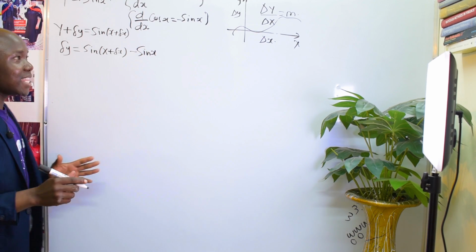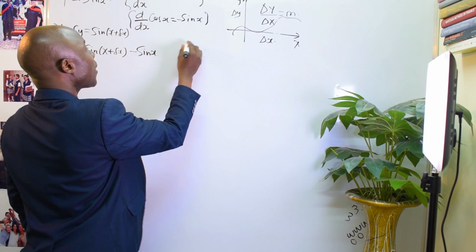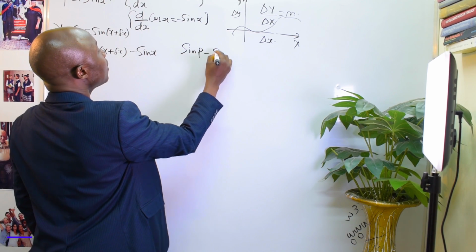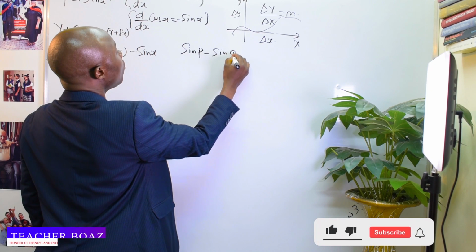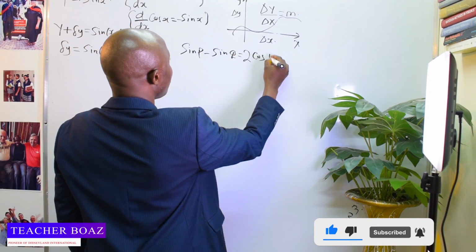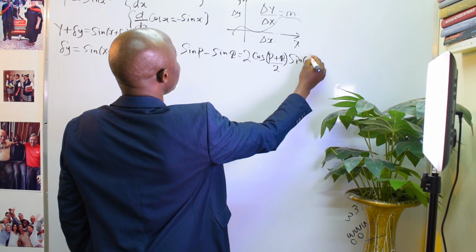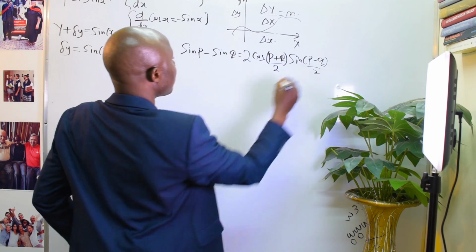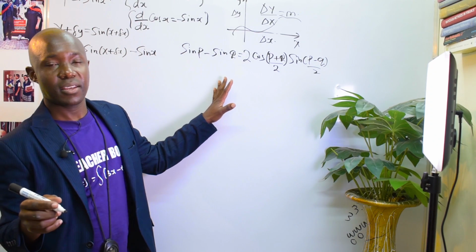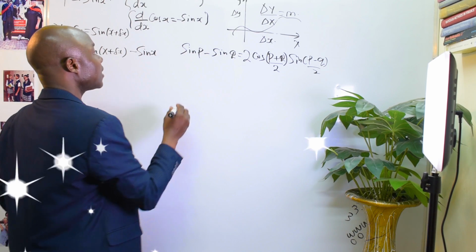Now at this stage, it takes me to a very important property to remind you. Remember, the sine of p minus the sine of q is the same as twice the cosine of (p plus q) over 2 times the sine of (p minus q) over 2. This is a rule, but we can prove it numerically, from algebra to numerics.